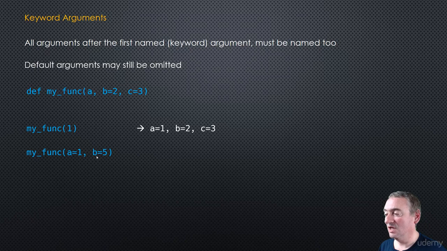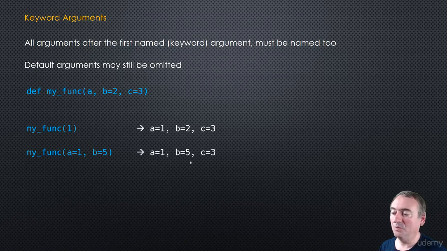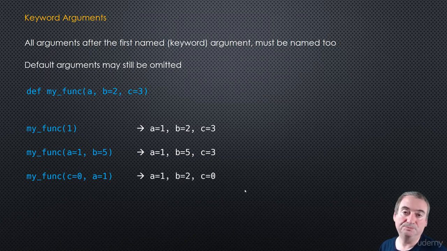Alternatively, we can just use keyword arguments. So A equals 1 and B equals 5, which means that A will get the value of 1, B will get the value of 5, and then C wasn't specified, so it will just take on its default value of 3. And so we end up with A equals 1, B equals 5, C equals 3. Now, of course, the order of keyword arguments doesn't matter, so we can also do it this way. We can call myfunc with C equal to 0 and A equal to 1, in which case 0 will go into C, 1 will go into A, and since we didn't specify B, it will just take its default value of 2. And so this is what we end up with.